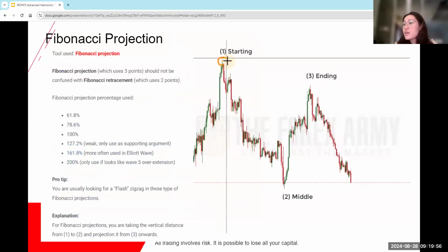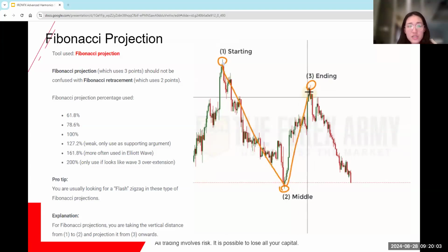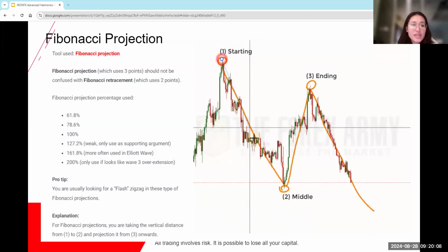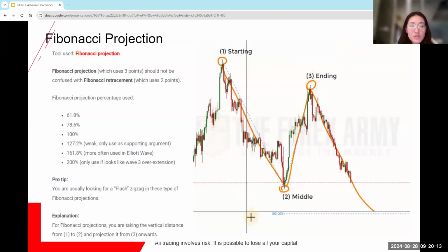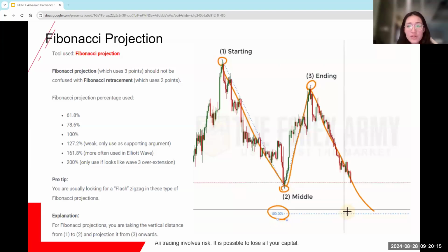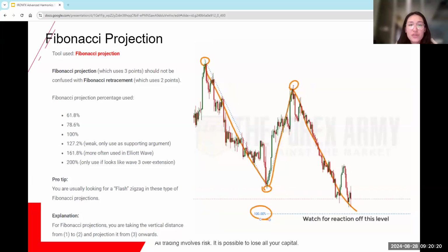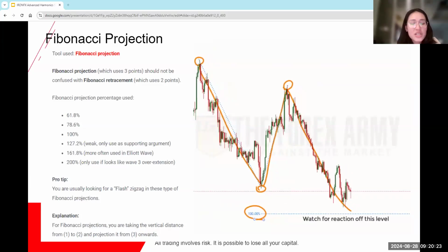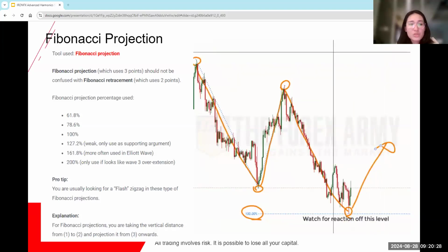Okay, so for Fibonacci projection, I'm not going to dwell too much on this. I'm just going to briefly mention it. But basically for your Fibonacci projection, we are using that same flash shape that we saw for your expansion levels, so the levels that are less than 100%. For extensions, projections, we are using the Fibonacci extension tool. So it's a bit confusing, but it's a completely different tool compared to the tool that we've been talking about for the past three strategies.